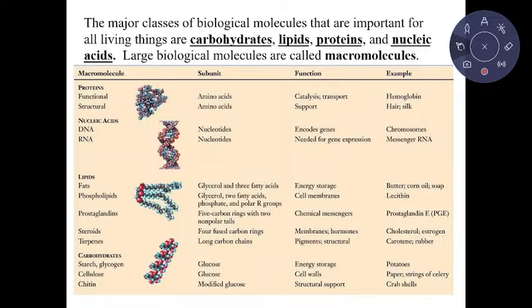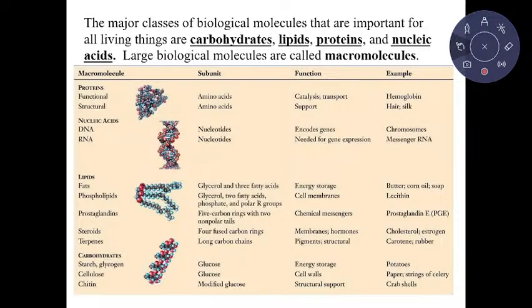Glycerol and fatty acids. They'll ask what is the subunit of fats, with other options like a polar R group or large carbon chains. But the subunit of fats is glycerol and 3 fatty acids. Their function is energy storage. Examples are butter, corn oil, soap. Okay, fats.